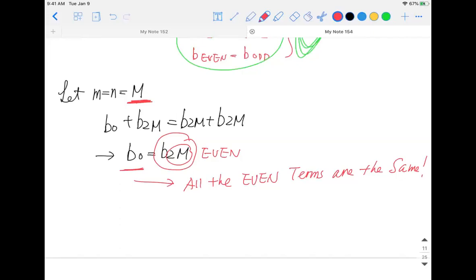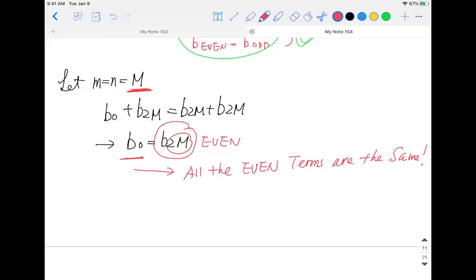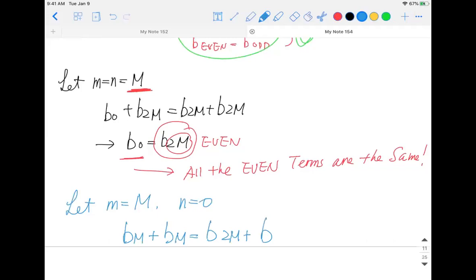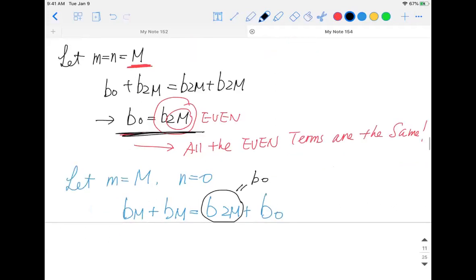All right. So let's have another quick look. I let m equal to big M, n equals to 0. Let's have a look, maybe I'm going to be able to squeeze out some other stuff. You're going to have Bm plus Bm equals B2m plus B0. Is that right? B2m, this is exactly what I got from here, equals B0. Is that right? So that being said, Bm equals B0.